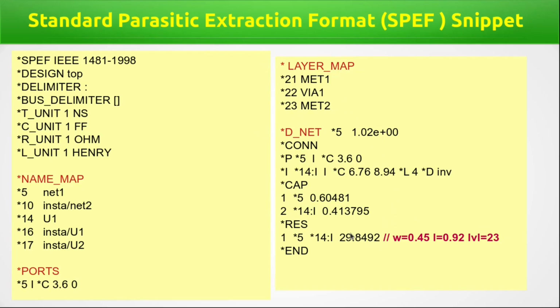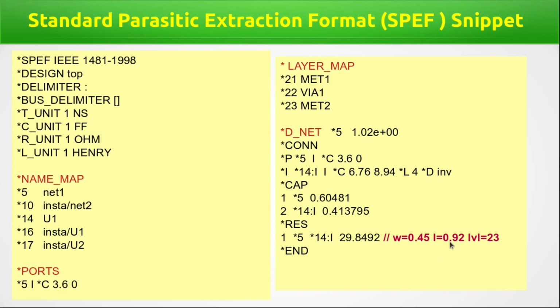Then we have a dnet section, which has the con, cap, and res sections we described some time back. The purpose of this slide is just to imprint the SPEF file structure into your mind. Let me rephrase again. Here goes our header section, then comes our name map section, then our port section. The layer map section comes next. This is associated with the tail comment. Whenever the tail comment is there, we need the layer map, otherwise we don't. Next comes the dnet section, in which we have subsections as con, cap and res.